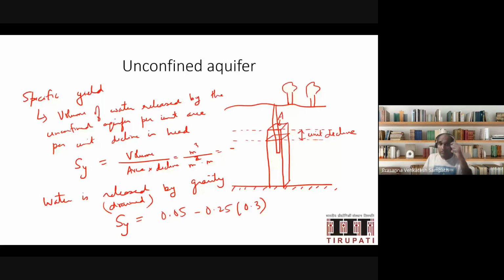Now the water that is released by the aquifer is released by gravity. It is drained from the aquifer, right? It's not extracted like by squeezing a sponge, not that. Just like we said, you take the sample and keep it out, whatever water drains out by gravity, that portion is the specific yield, and it typically ranges between around 5% to 25%, maybe 0.3. That's about the highest value that specific yield can take.